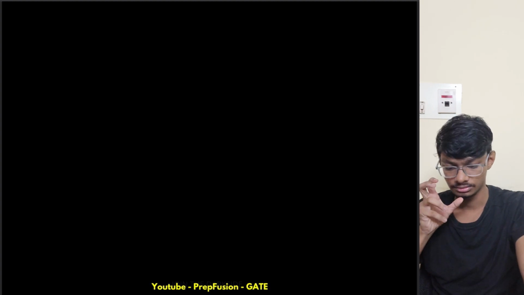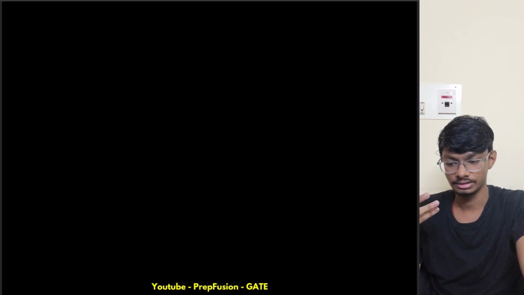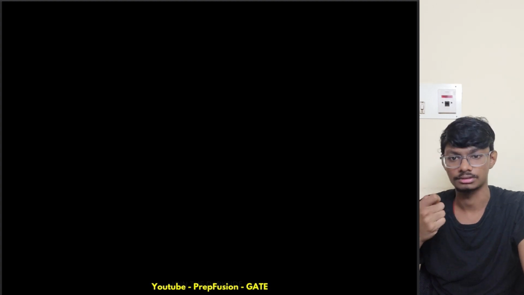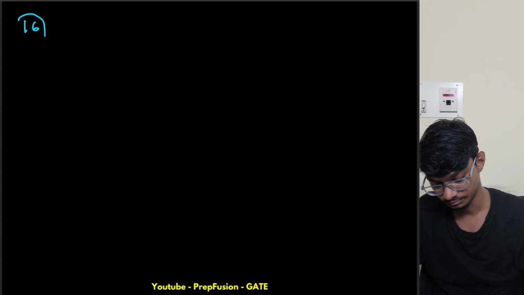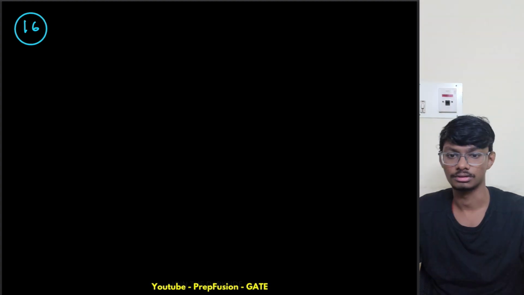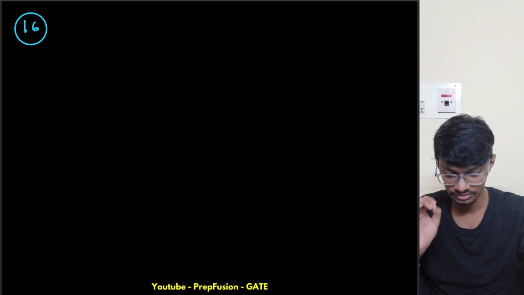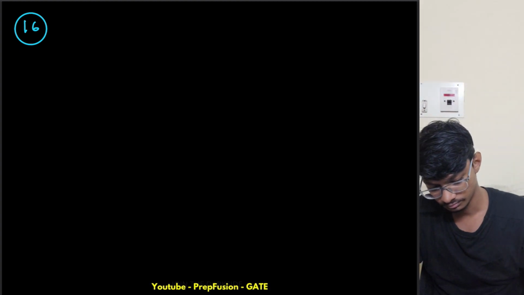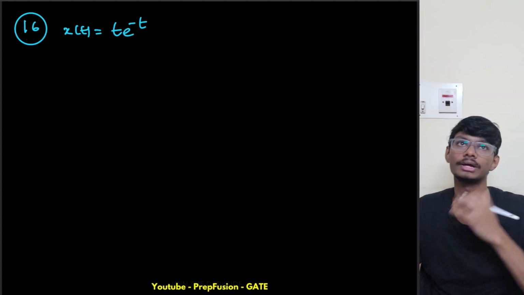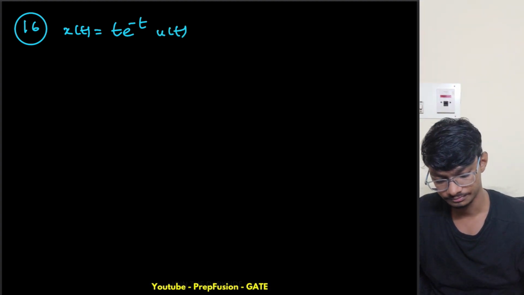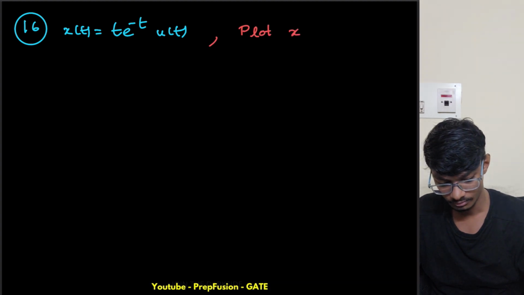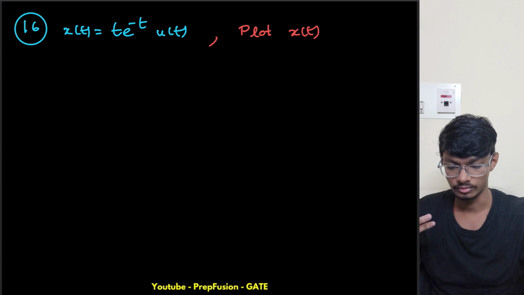We have another question, a very interesting example of Laplace transform. This is another example of Laplace transform. Let's say this is the 16th question. We have to plot the value of x of t for t e^(-t) times u of t. So this may come in a time response or something. So we have to plot this x of t. So how can we plot this?